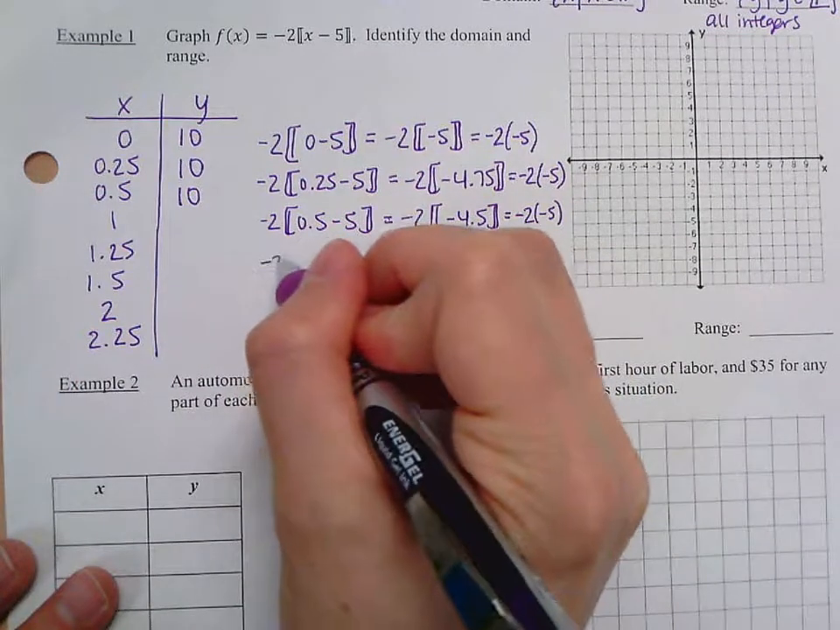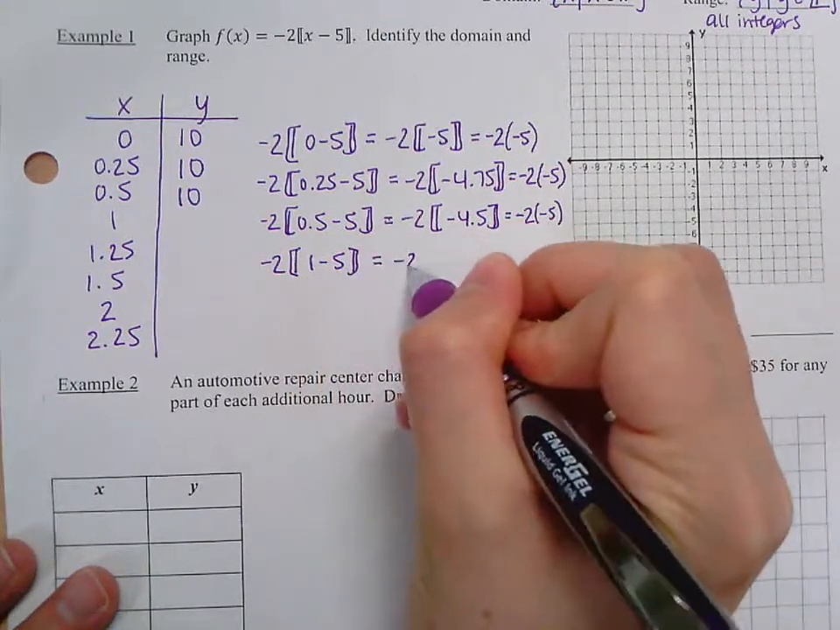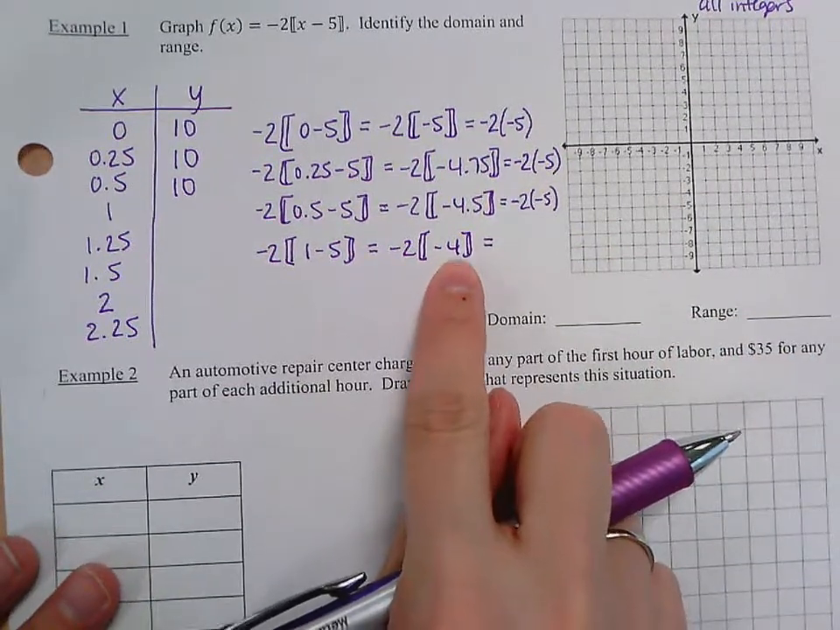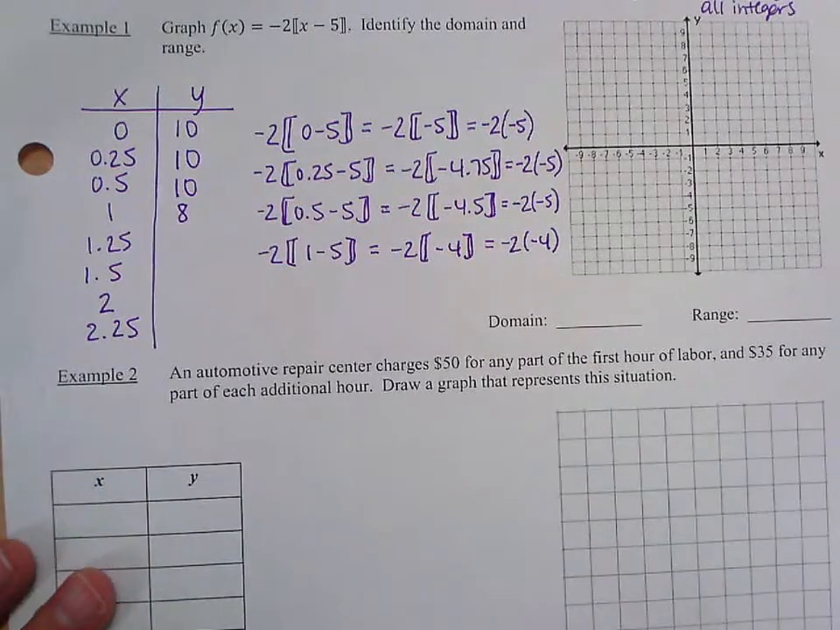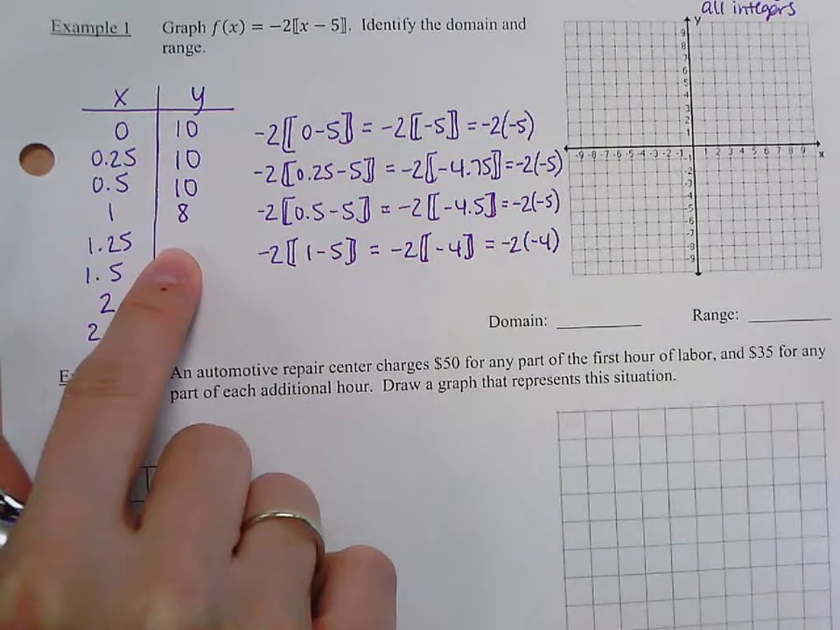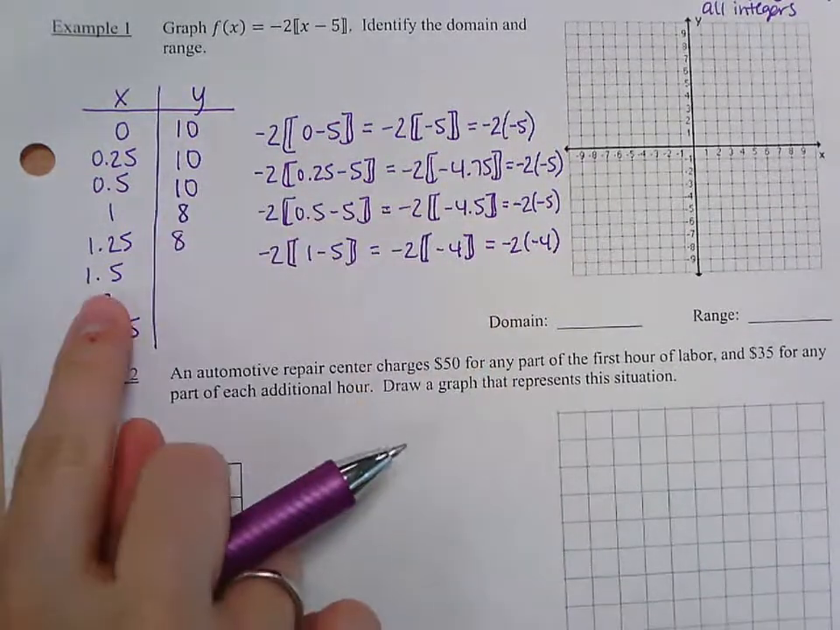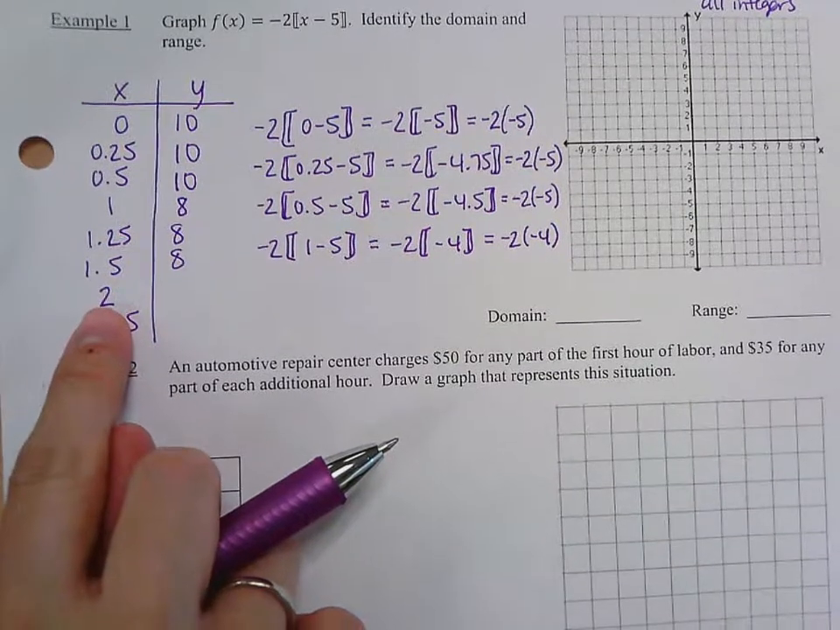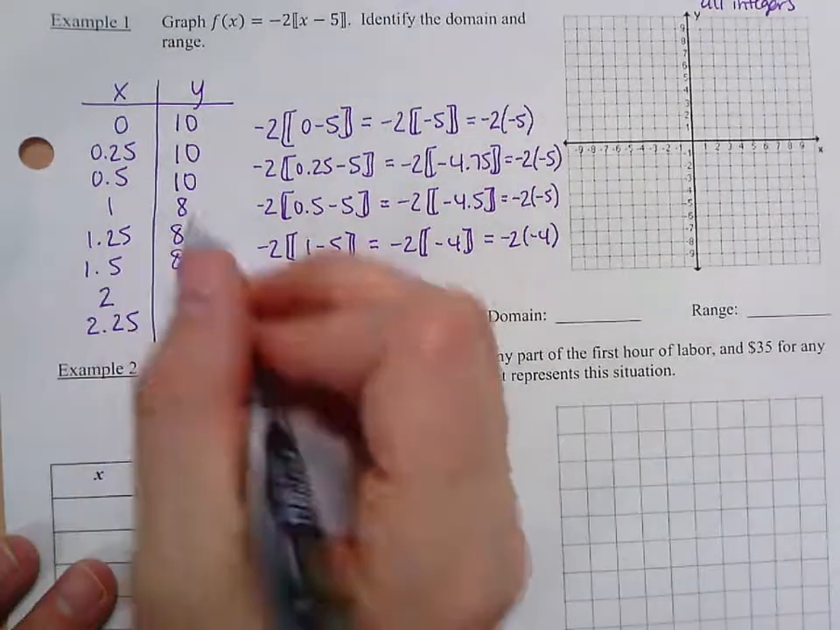Then if I plug in 1, 1 minus 5 is negative 4. But now negative 4 is an integer, so it's just going to stay negative 4. So this is negative 2 times negative 4, so that'll be 8. Now if I plug in 1.25, what do you think the y value is going to be? Not 10. It'll be 8. 1.5, what do you think the y value would be? 8. What do you think the y value will be when I plug in 2? I heard some whispers. It will be 6.